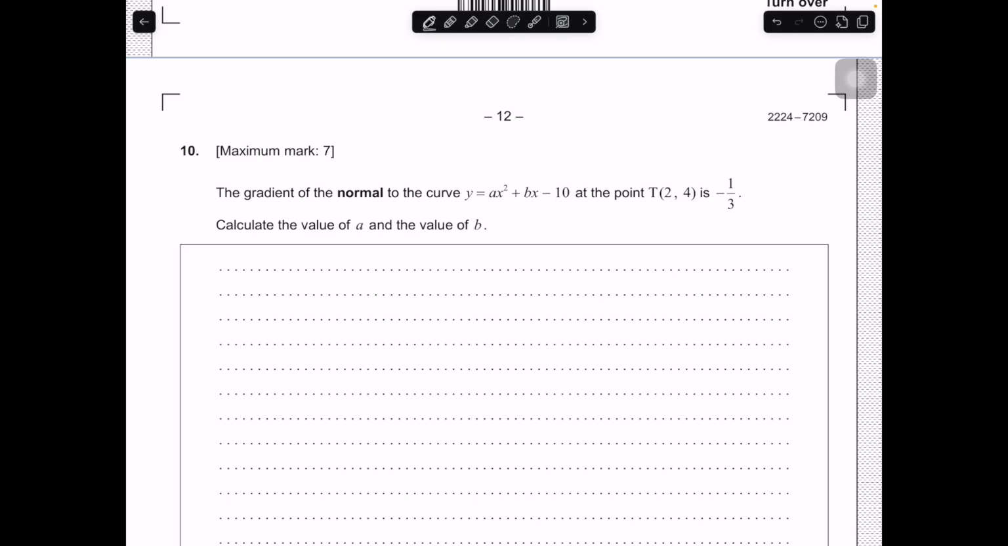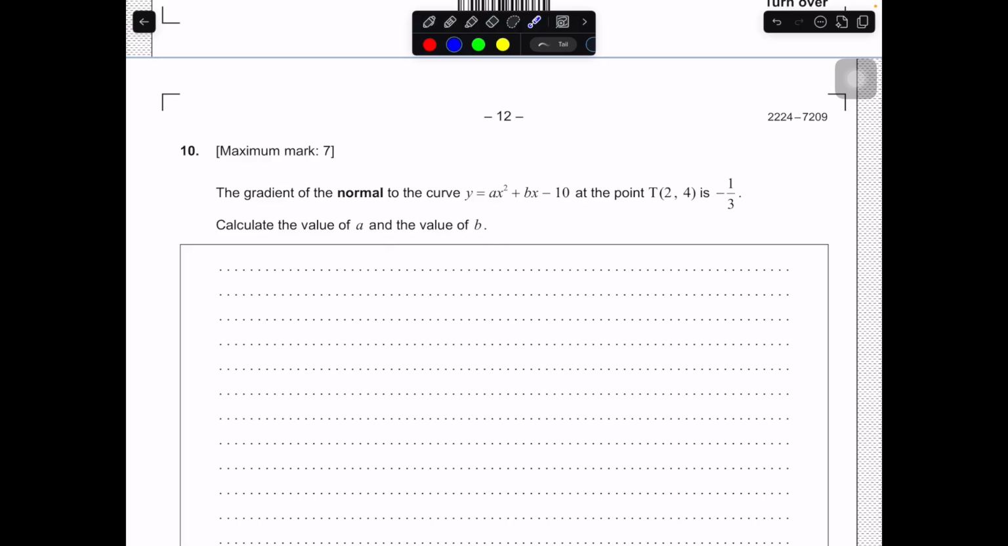Alright everybody, here we are on question 10. We've made it this far. And to be honest, these last 3 questions, 10, 11, 12, are quite challenging. Let's work through them and just give it our best effort. Let's go. The gradient of the normal to the curve y equals ax squared plus bx minus 10 at the point (t, 2.4) is negative 1/3. Let me just change this here. Alright, calculate the value of a and the value of b.